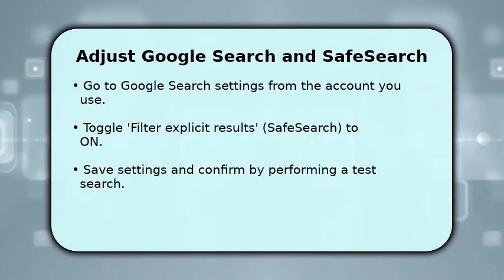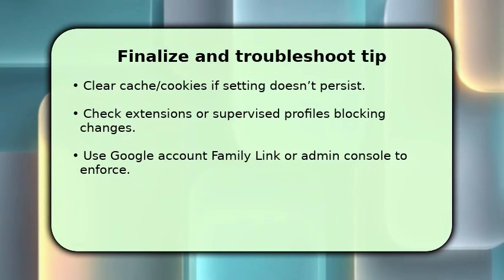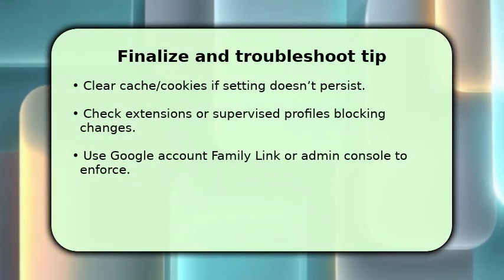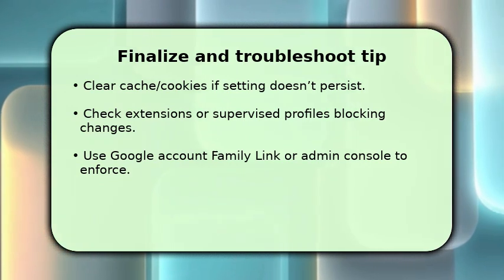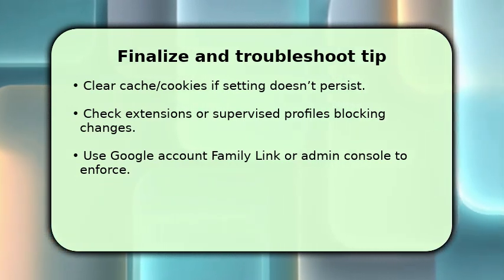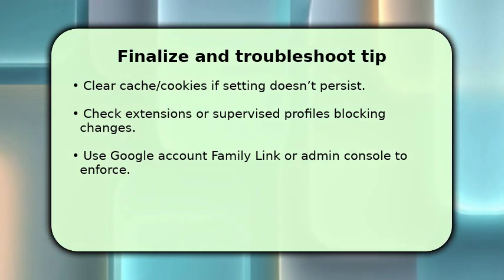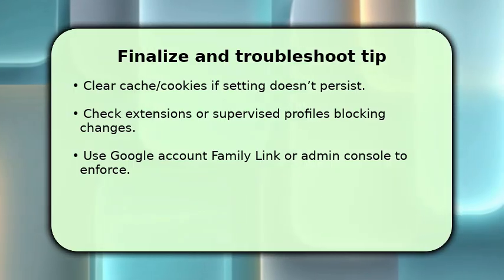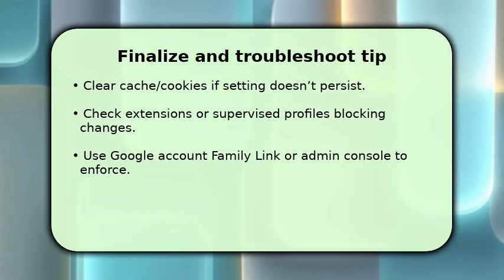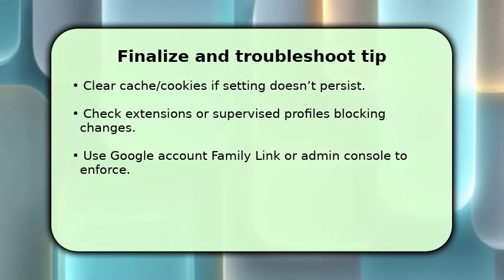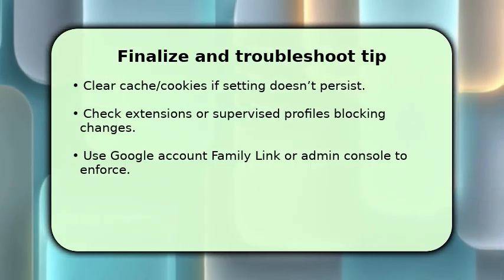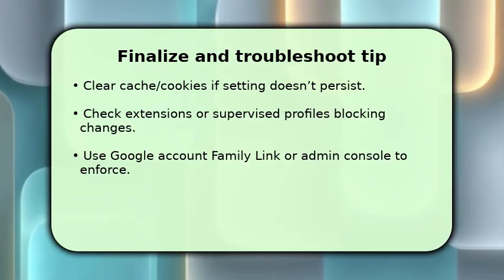Finish by clearing cache and cookies if Safe Search resets, because stale data can override new preferences. Make sure no extensions or supervised profiles are enforcing different rules. Disable suspect extensions and retry. If you manage family settings, use Family Link or the Google Admin Console to lock Safe Search on for child accounts. This enforces the preference remotely.